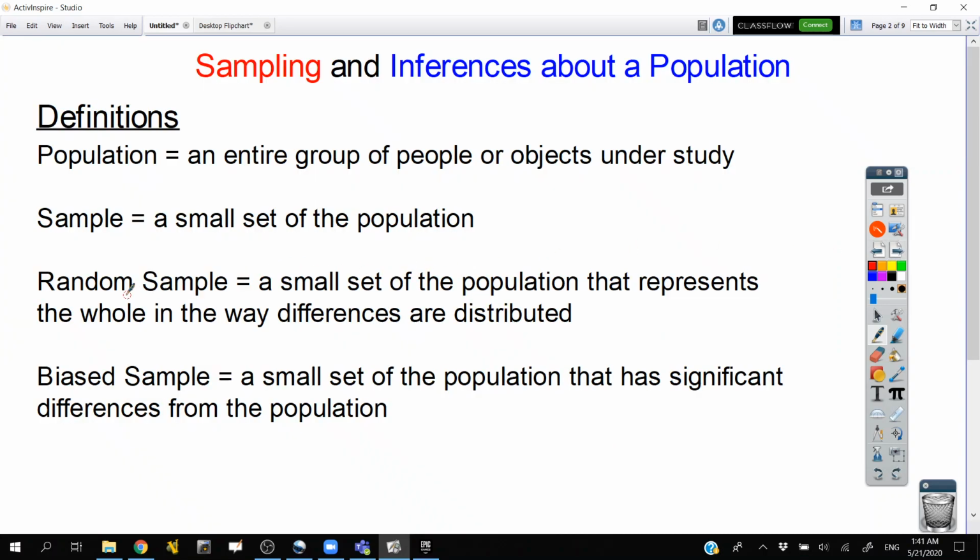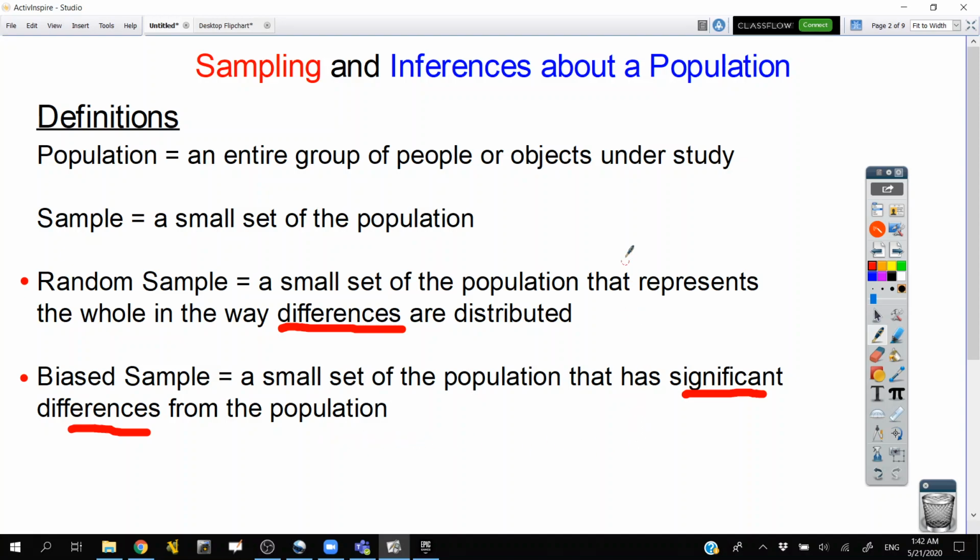But there's this additional problem that comes up often in statistics of random samples versus biased samples. A random sample is a small set of the population that represents the whole population in the way that differences are distributed. So it just means that whatever variation happens in the population, it should also happen in the sample. That's all. So a biased sample is a small set of the population that has significant differences from the population.